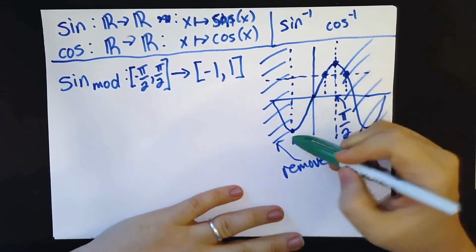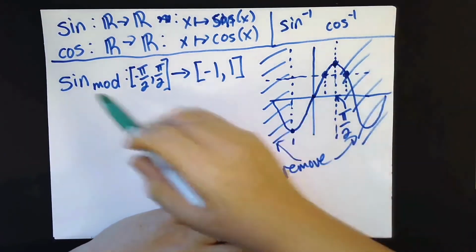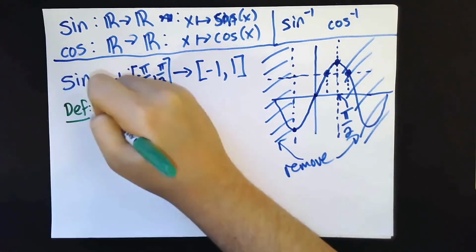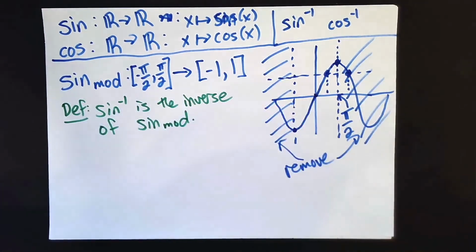But once you agree that, hey, this is my modified version of sine, this really is a bijection, and so inverse sine then by definition is really the inverse not of sine, but of this modified sine.